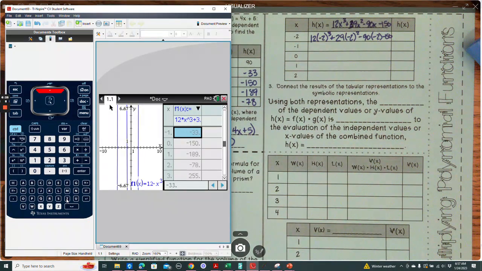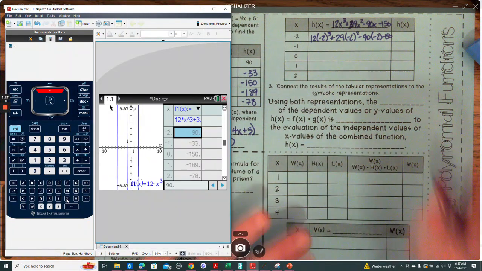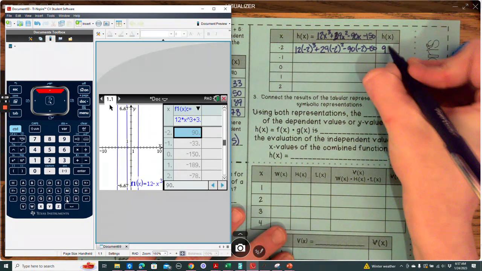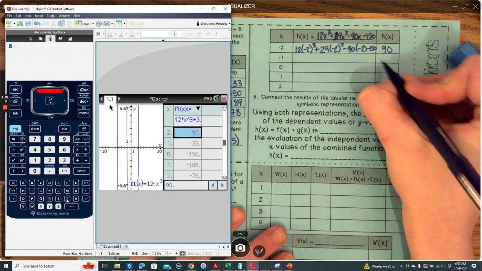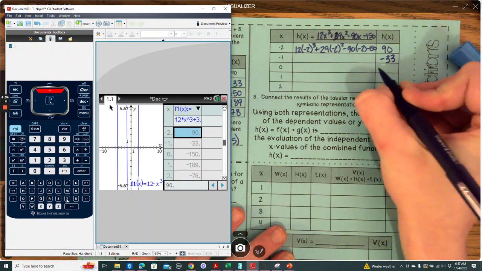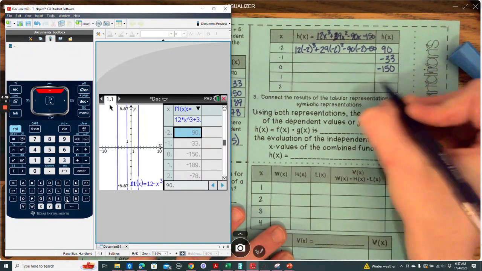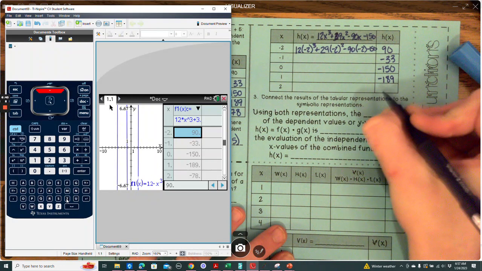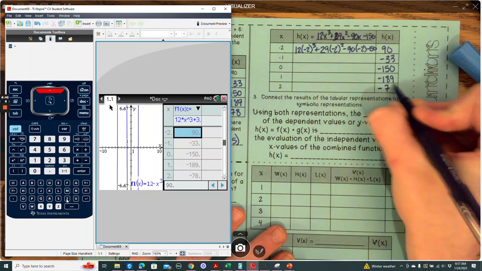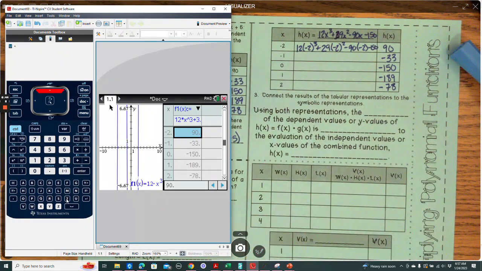Okay, so when x is -2, h of x is 90. When it's -1, h of x is -33. When it's 0, it's -150. 1, -189, and 2, -78. So they match up. It's the same values.